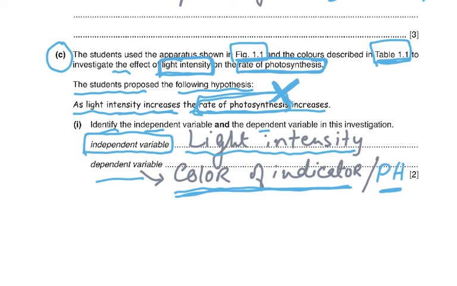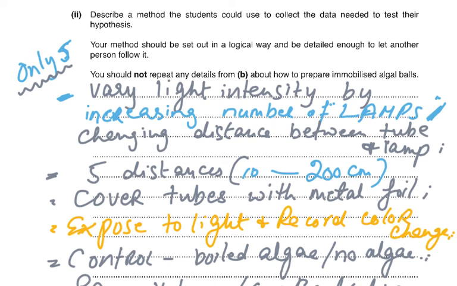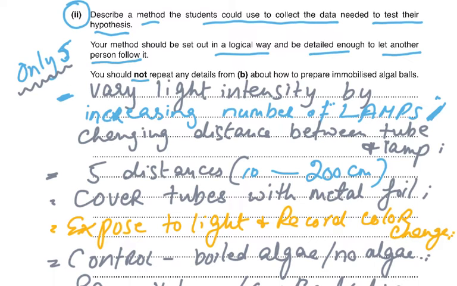So what are you going to be measuring? Dependent variable is the result, what you are going to be measuring. You're going to see the color change of the indicator or the pH change which they told you in the earlier part of the question. Then we look at part 2 of the question. It says, describe a method the students could use to collect the data needed to test their hypothesis. Your method should be set out in a logical way and be detailed enough to let another person follow it. You should not repeat any details from B about how to prepare the immobilized algal balls.